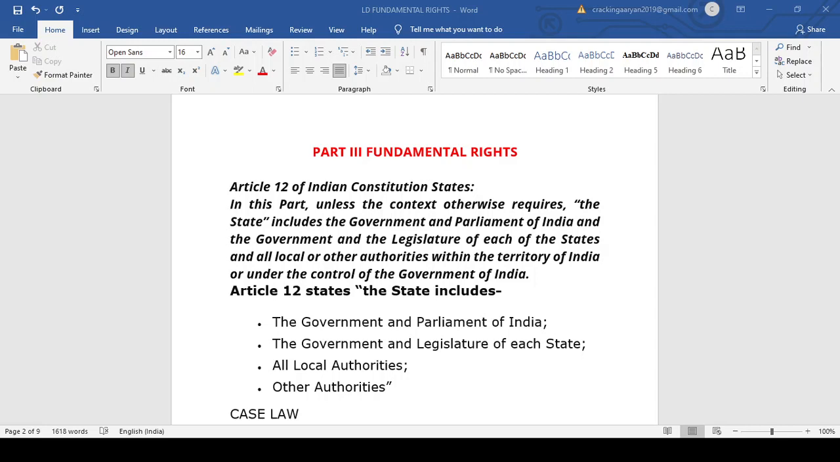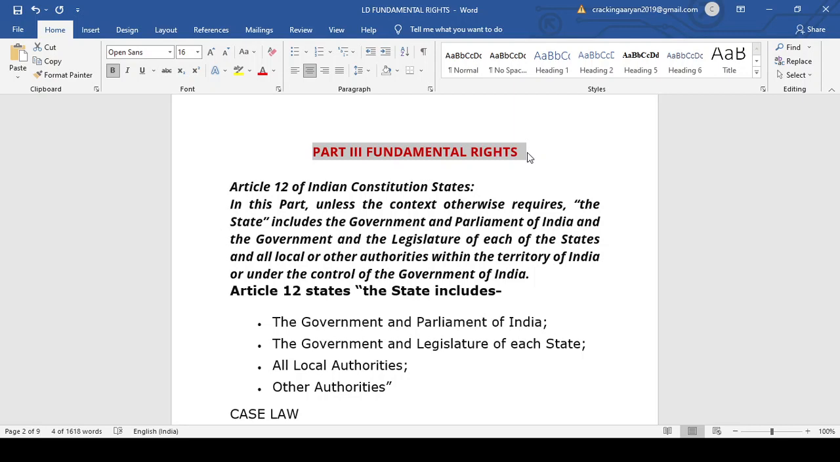So after part 1 and part 2, in which we discussed the Union and its territory, and then the citizenship, today we are going to start with part 3 of the Indian Constitution, that is Fundamental Rights. We will take the clue of that particular article from here, and then we will discuss what that article actually means. So I will be stating it.